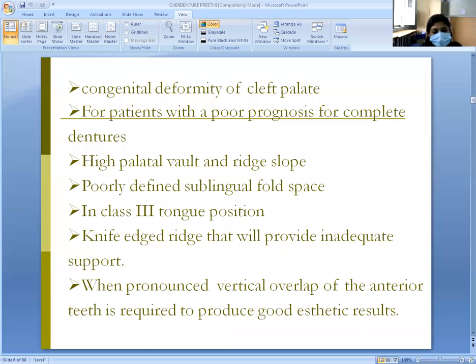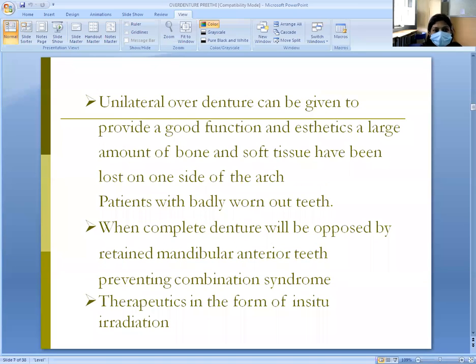In case of a class 3 tongue position, when there is a large tongue, we can give the overdenture. Knife edge ridge, again there is a problem of retention. Then when pronounced vertical overlap of the anterior teeth is required to produce good aesthetics, the overdenture is a good option. Unilateral overdenture can be given to provide good function and aesthetics when a large amount of bone and soft tissue has been lost on one side of the arch.